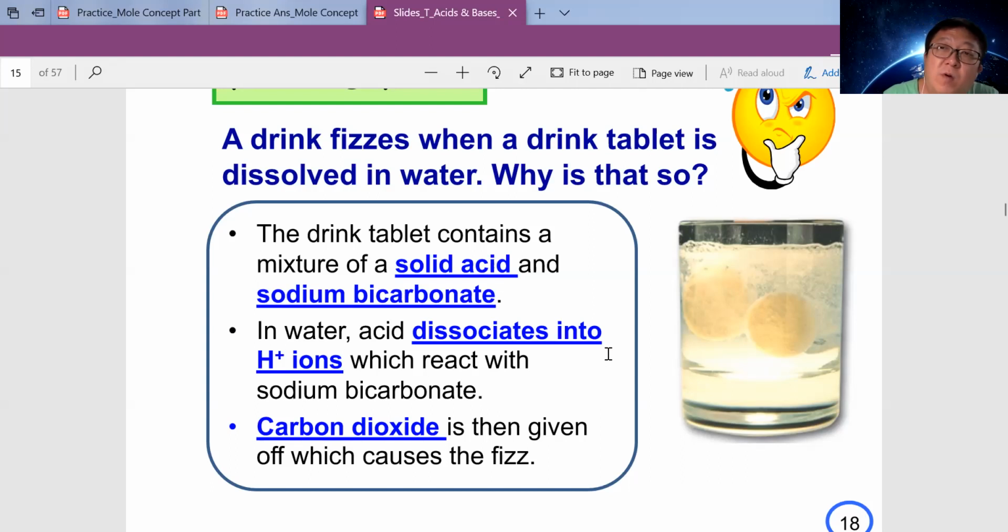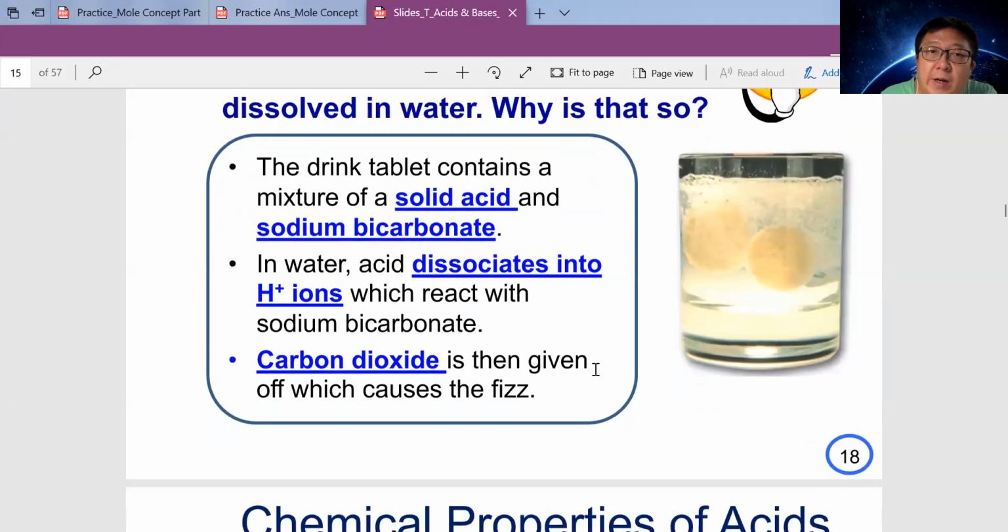You all have drunk this before, right? Eno or whatever. You throw it inside, then you see the thing all come out, then you start drinking. Carbon dioxide is then given off, which causes the fizz. Sometimes you need to drink additional vitamin C or what. You have this kind of tablet, you throw it inside the water, and you form this kind of fizzy drink. Eno is one of them. Oh, this is the reaction behind it.